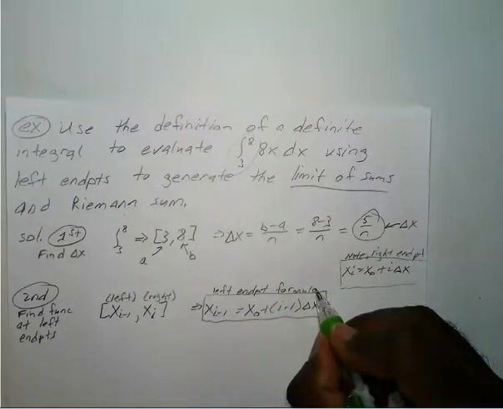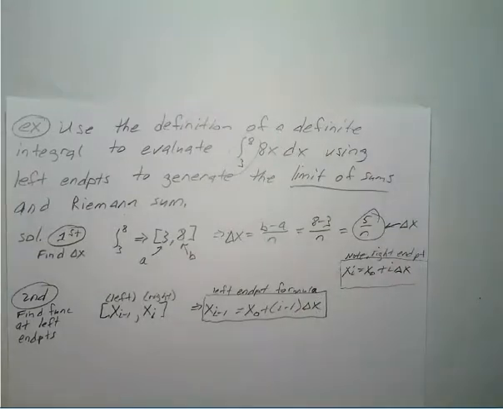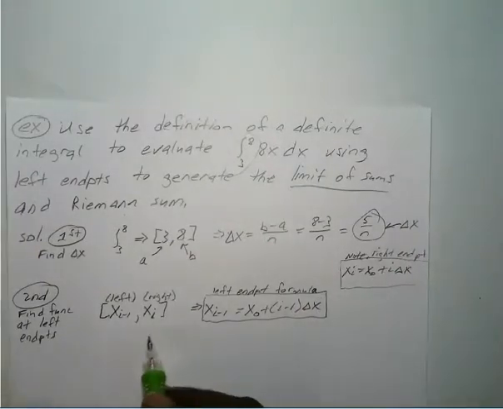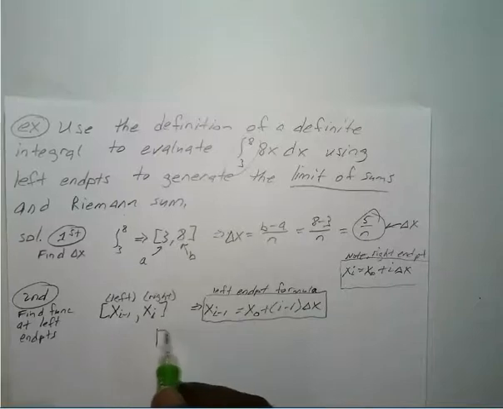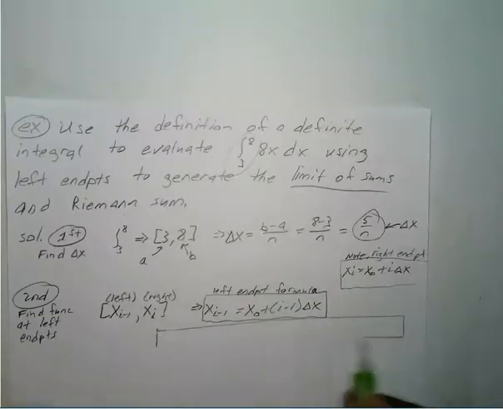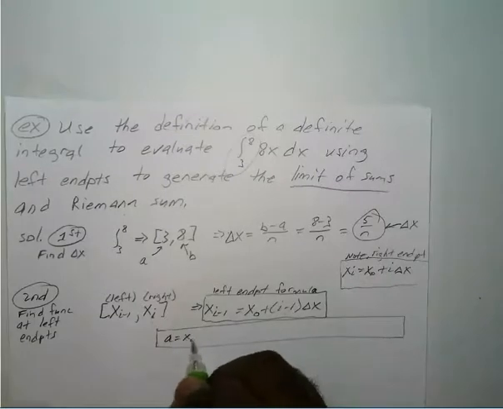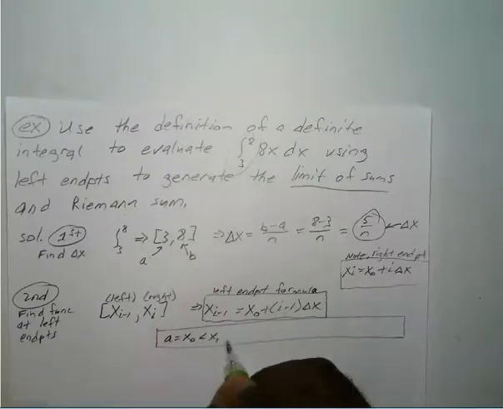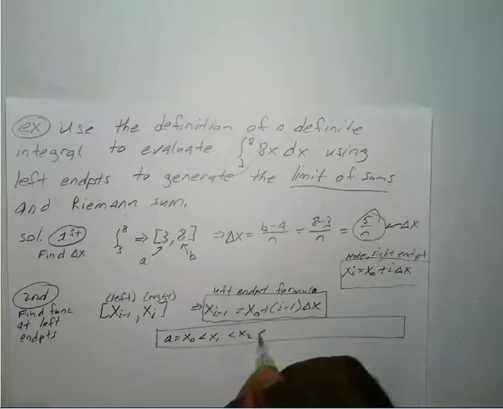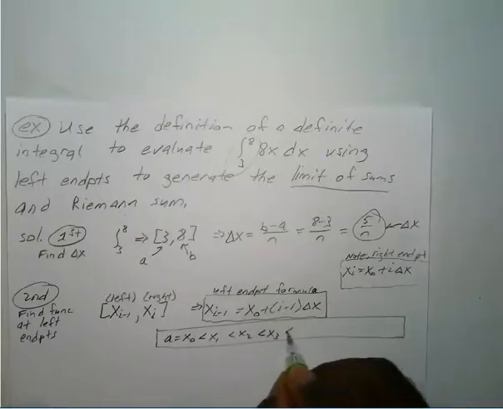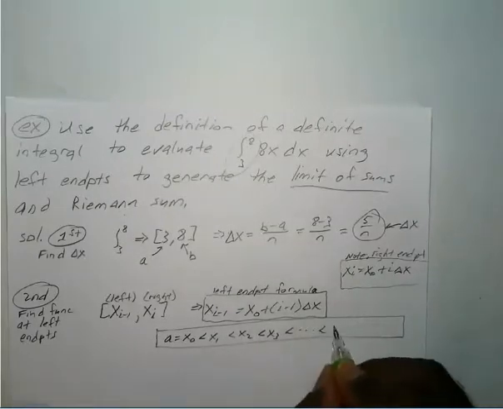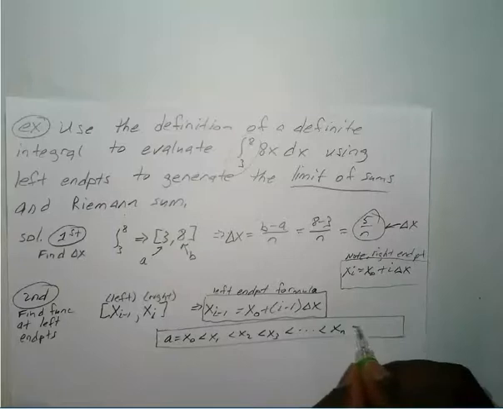Let me clean that A up a little. There we go. Okay, so that's our left endpoint formula. Just like before, our A is equal to our x sub 0, which is less than your x sub 1, less than your x sub 2, which is less than your third x value, and it keeps on going all the way till you get to your nth x value, which is our B.